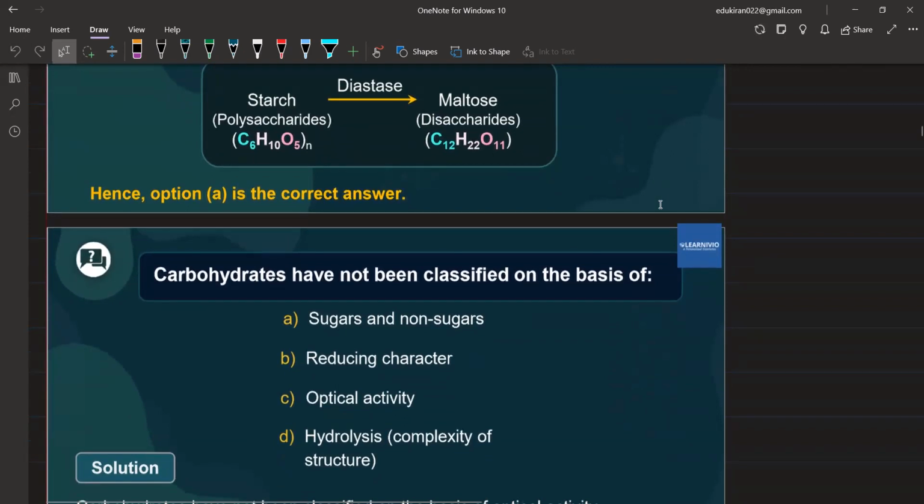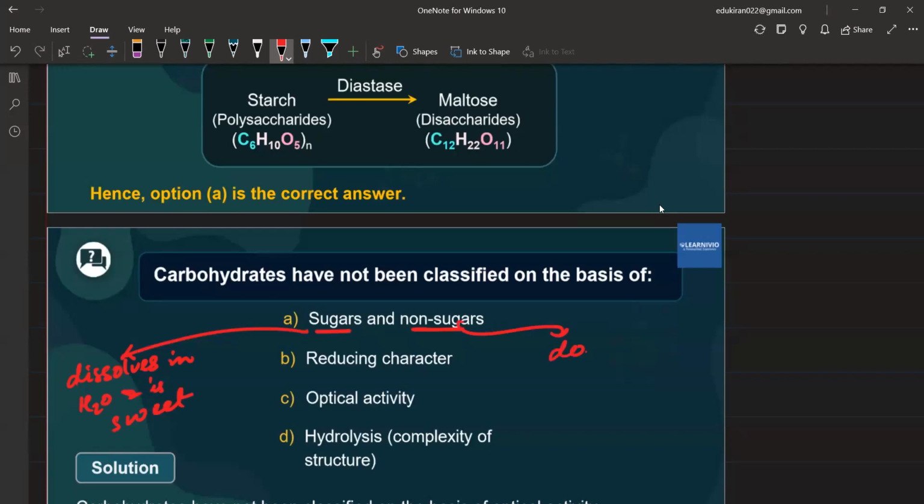ये हम आपको बताते हैं, देखिए। कार्बोहाइड्रेट्स हैव नॉट बीन क्लासिफाइड ऑन द बेसिस ऑफ, आप लोग को लग रहा होगा शुगर और नॉन शुगर के बेसिस में क्लासिफाई नहीं किया गया, बट इट हैज बीन क्लासिफाइड एज शुगर एंड नॉन शुगर। शुगर क्या होते हैं? Dissolves in water and is sweet, ठीक है? नॉन शुगर्स does not dissolve in water and is not sweet, ओके?